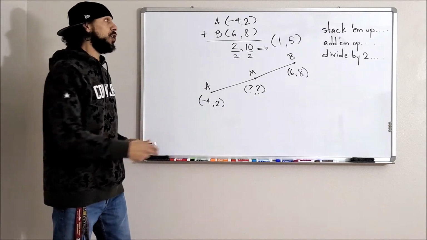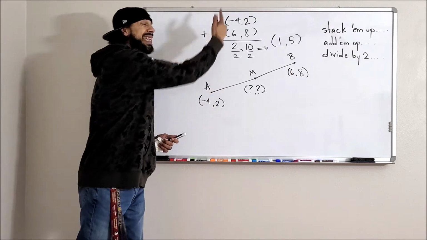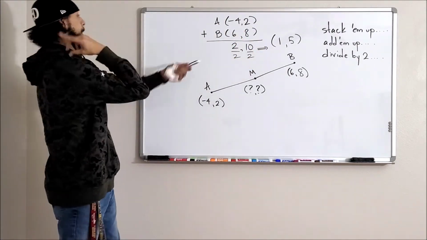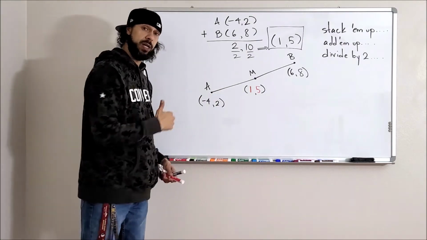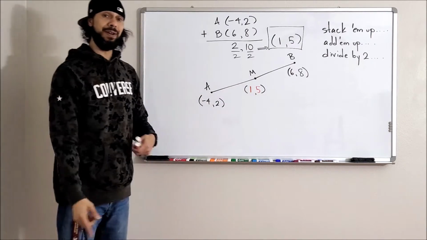So what you did was you took each x value, added them up, and divided by 2, and the same with the y's. You got an x and a y. Guess what that is? That's your midpoint. This point is exactly in the middle between those two endpoints.